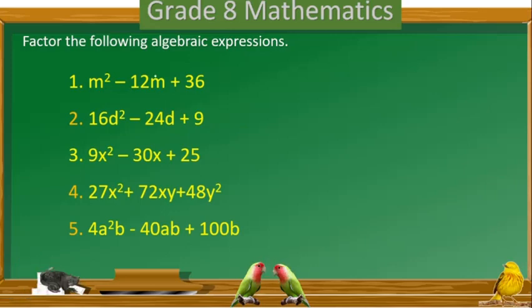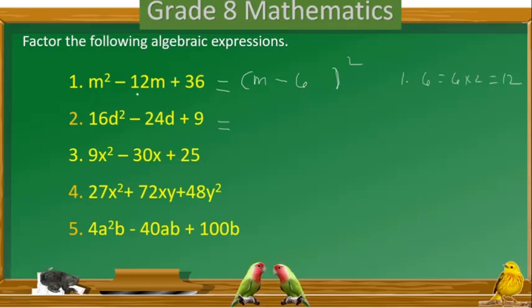Okay, the first given is this one. So same, we're going to make a parenthesis squared. Then take the square root of the first term, which is m squared. So m is the square root. Then the sign is negative. And the square root of 36 is 6. That's all. Let's check if it is a perfect square by multiplying the given trinomial: 1 times 6 is equal to 6, times 2 is 12. So, correct.